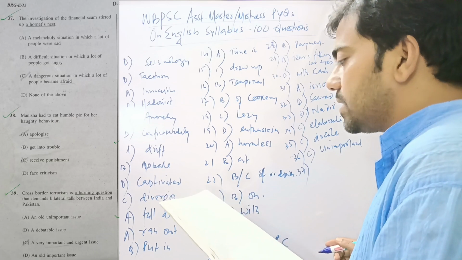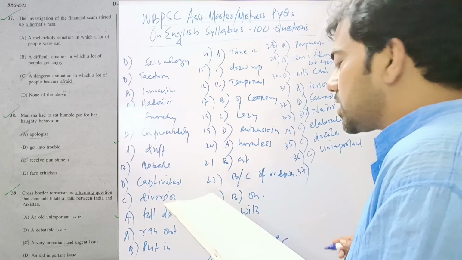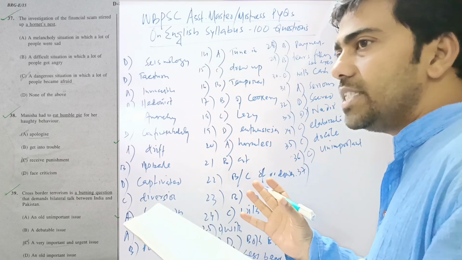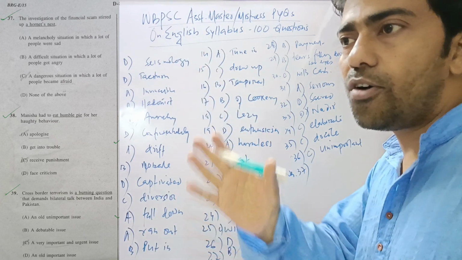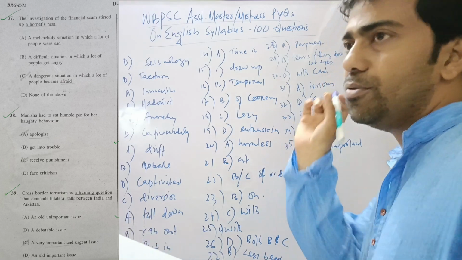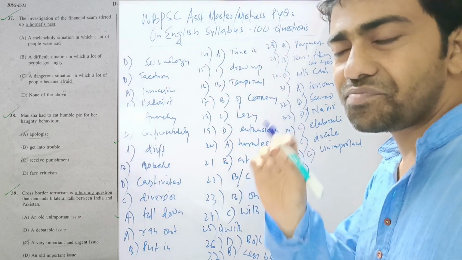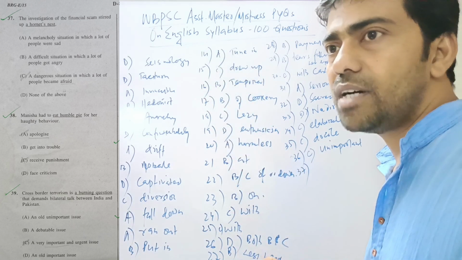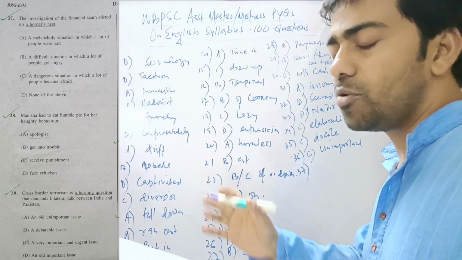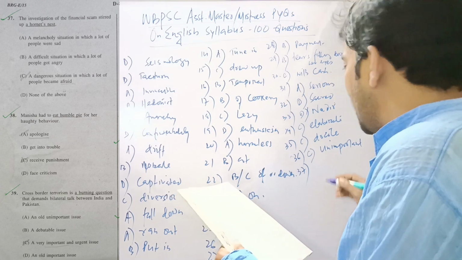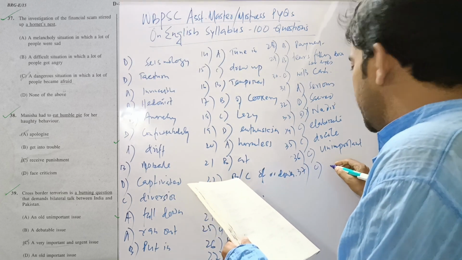37. The investigation of the financial scam stirred up a hornet's nest. So hornet's nest means the nest of bees, the beehives. If you throw a stone at the beehives, it will be a very fearful phenomenon. So a dangerous situation in which a lot of people became afraid. C number, dangerous situation.